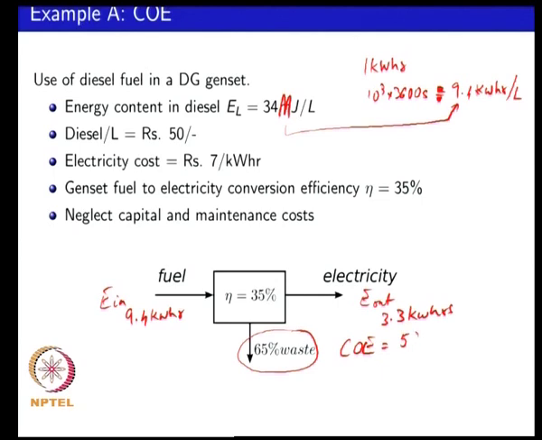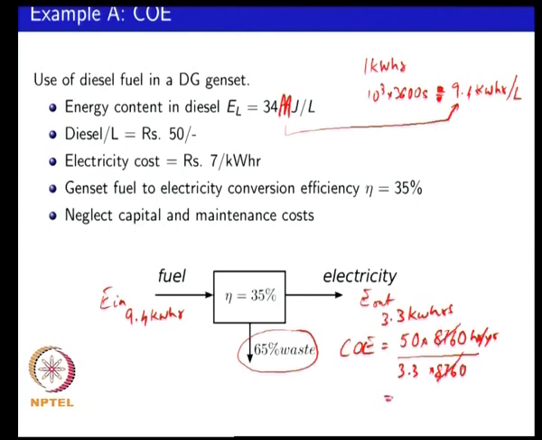is 50 rupees per liter, and there are 8760 hours per year. So, the annual cost of fuel is 50 rupees into 8760. This is 24 hours per day, 365 days a year. And your energy output is 3.3 kilowatt hours into 8760 hours per year. So, these two cancel out.